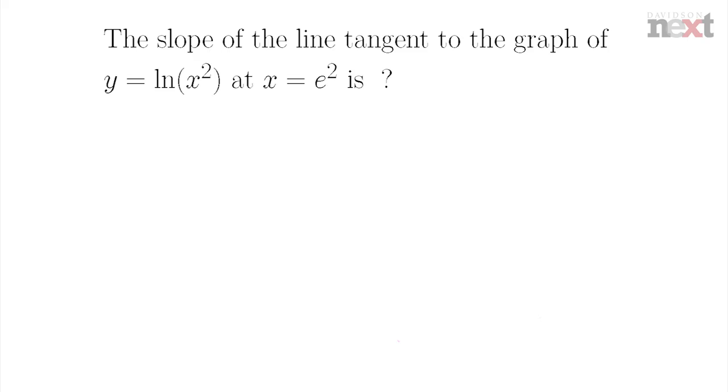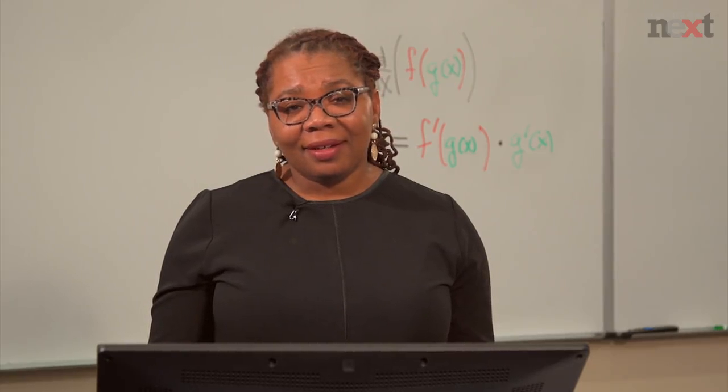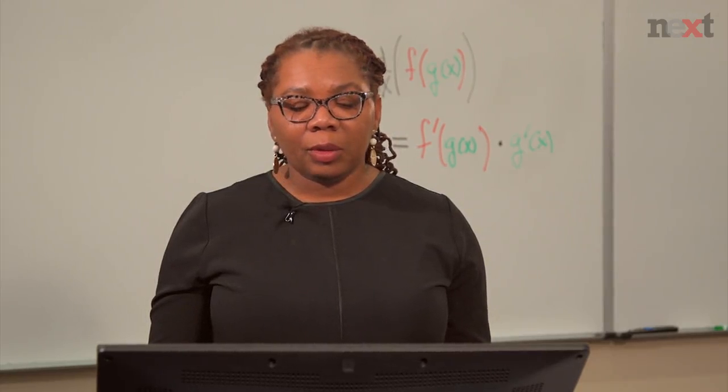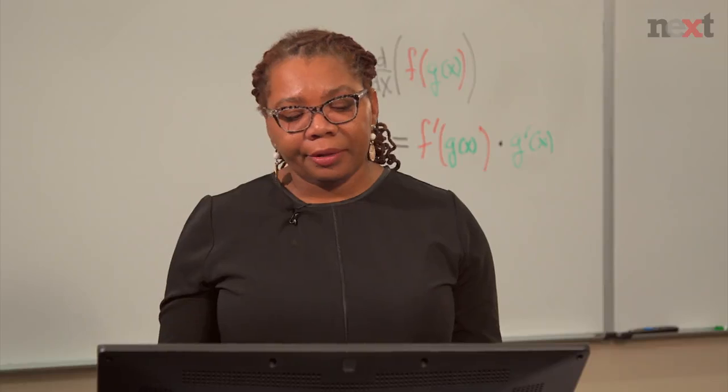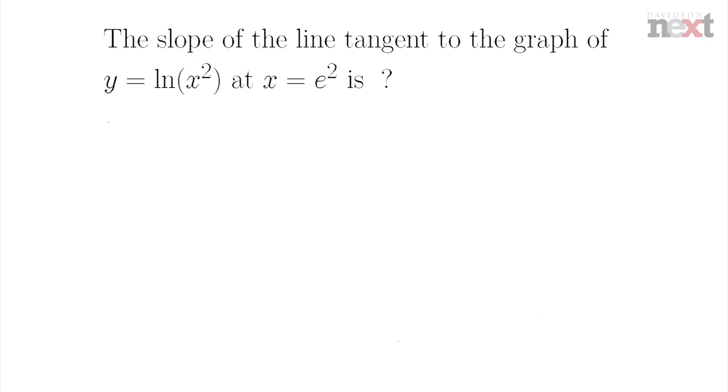In this example, we want to find the slope of the line tangent to the graph y equals ln of x squared at x equals e squared. Remember that the slope of the tangent line is simply the derivative. So we want to find the derivative of y when x is equal to e squared. We can use the chain rule for this. Our inside function u is equal to x squared, and our outside function y will be equal to ln u.